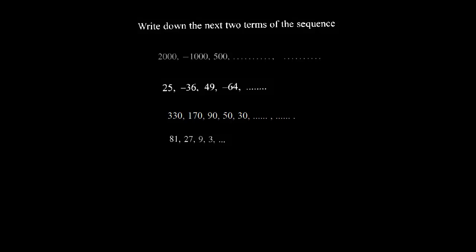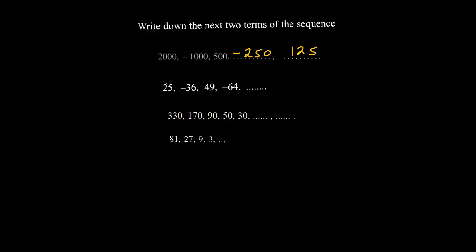So we have four sequences over here, and we have to figure out what the next term would be. Let's take the first example. This is 2000, this is 1000, this is 500. So this should be 250, half of that. This should be 125, half of that. But here, the second term is negative. The third term is positive. Then this term should be negative again. So this is the logic of the sequence.